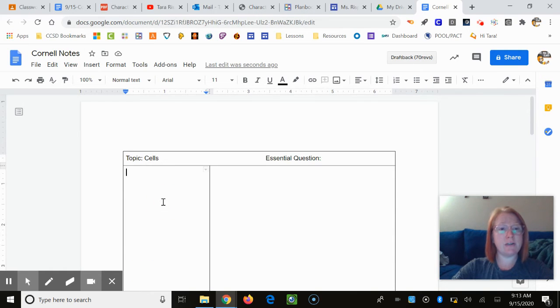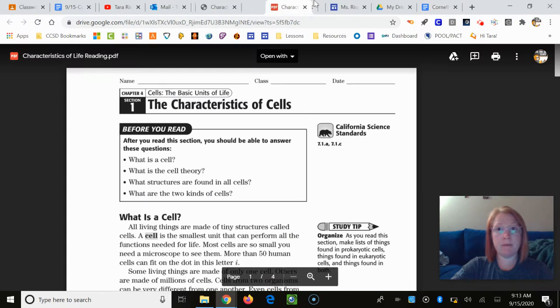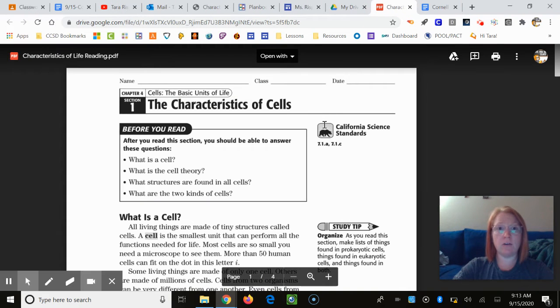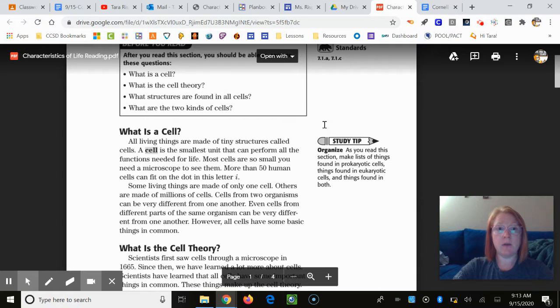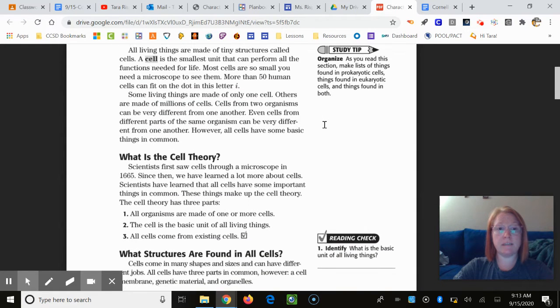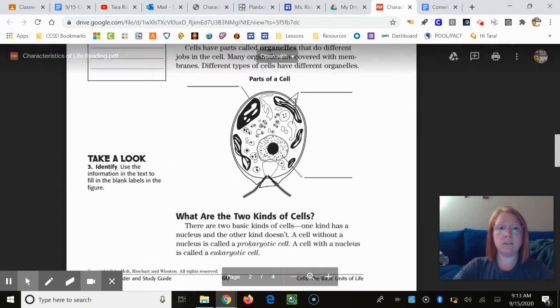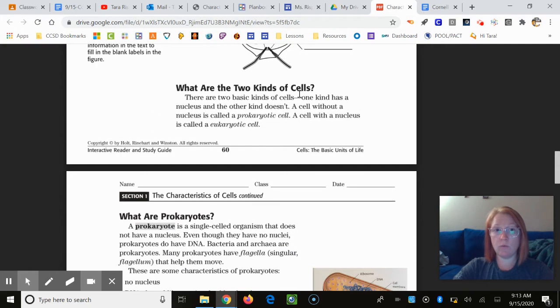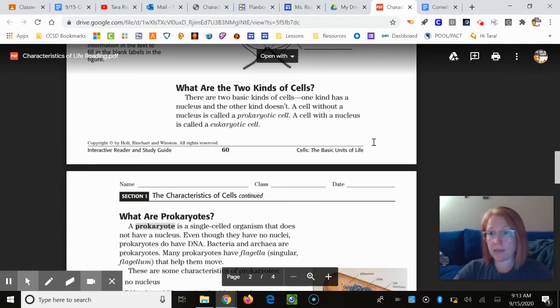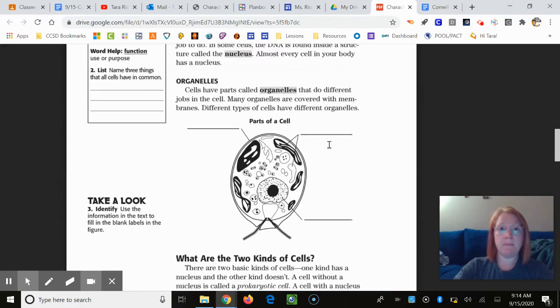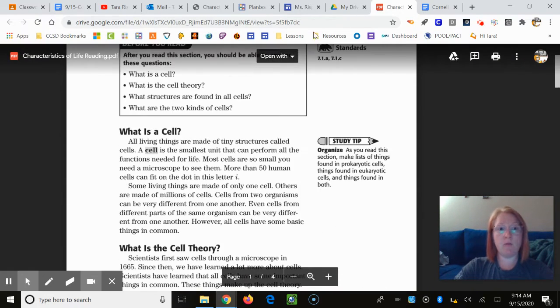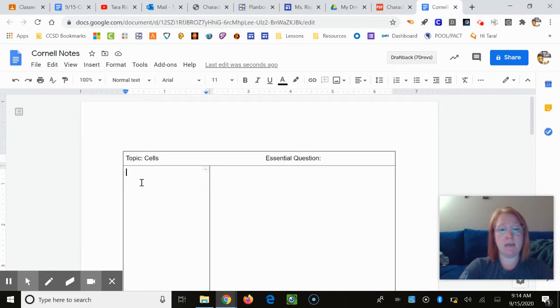In this first section is where you're going to put any key information and not a lot of detail, just a couple words. So when you are reading this article, The Characteristics of Cells, what is a cell? What is cell theory? What structures are found in all cells? What are the two kinds of cells? These are all the key ideas that you can put in your notes. So what I would do is maybe write, what is a cell? And I would type it here.